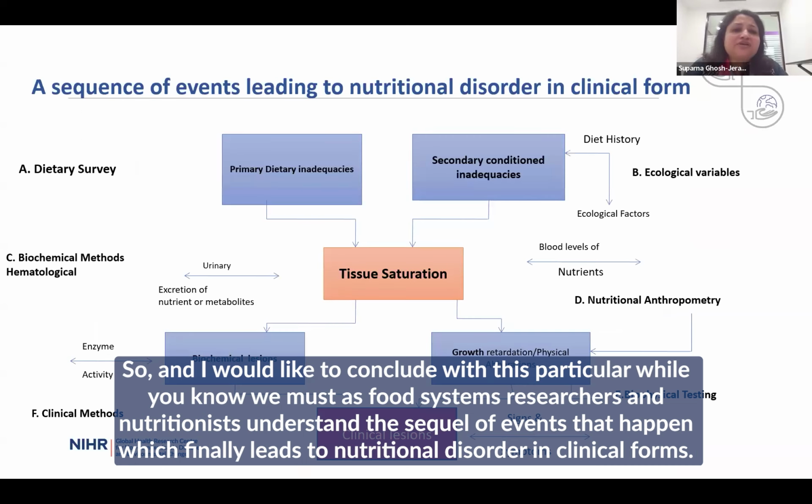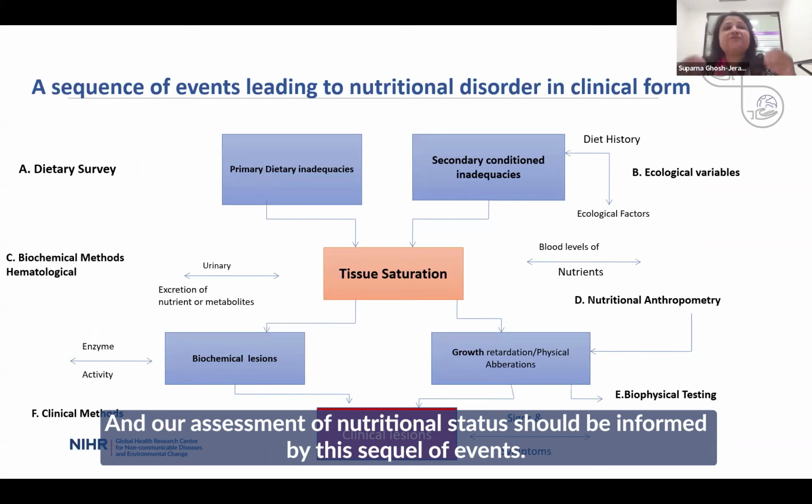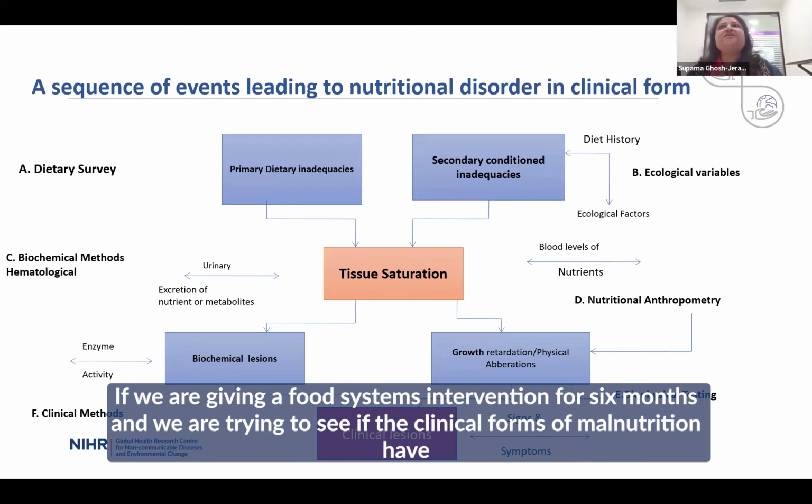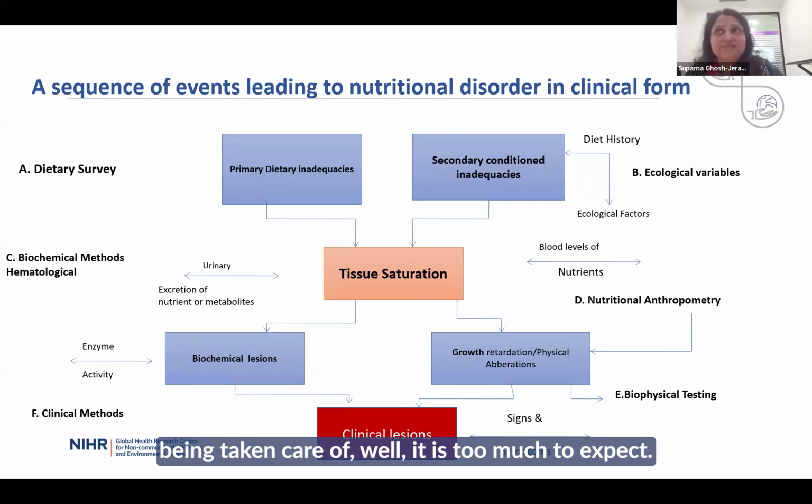And I would like to conclude with this particular why. We must, as food systems researchers and nutritionists, understand the sequence of events that happen, which finally leads to nutritional disorder in clinical forms. And our assessment of nutritional status should be informed by this sequence of events. If we are giving a food systems intervention for 6 months, and we are trying to see if the clinical forms of malnutrition have been taken care of, well, it is too much to expect. You can only look at how diets have changed.